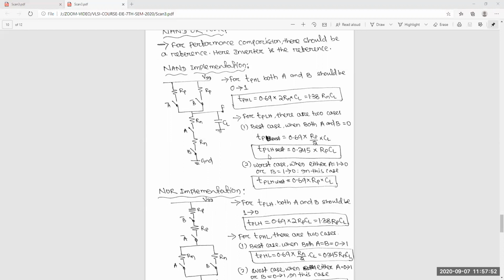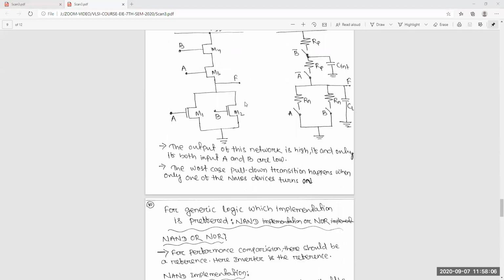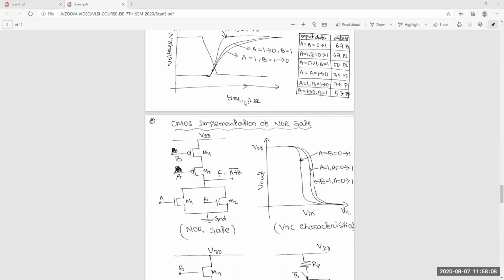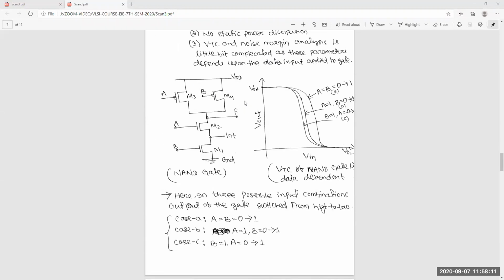So, what was your question? This one or any other questions we'll discuss? Yes, sir. That one, the VTC curve. This curve we can see.